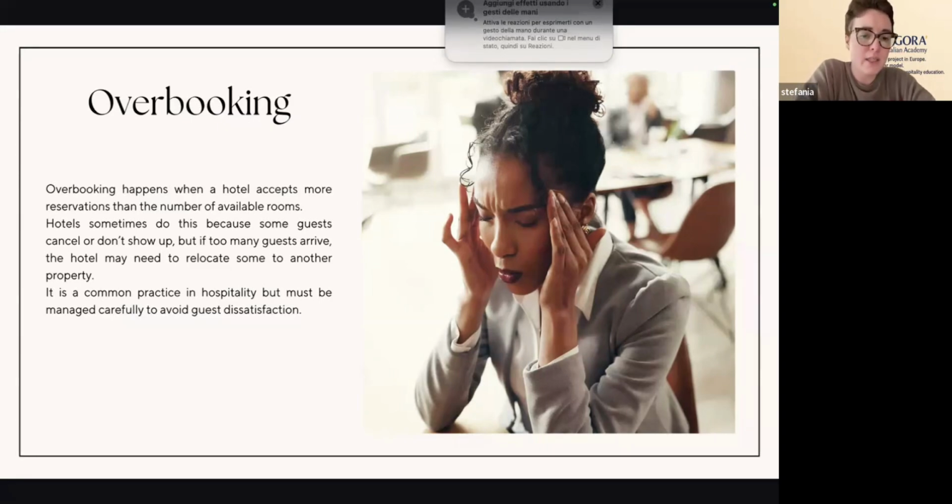It's a common practice in hospitality, but must be managed carefully to avoid guest dissatisfaction. In my opinion, it never happened to me, but relocated guests are not always happy because they decided to book that hotel for a reason and won't give a good review.